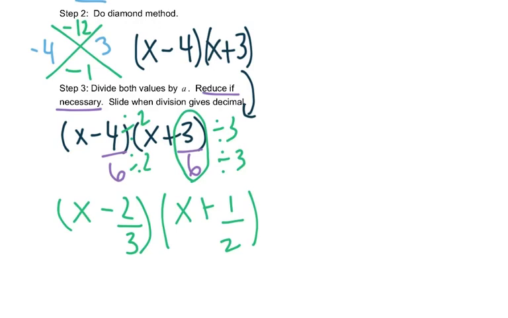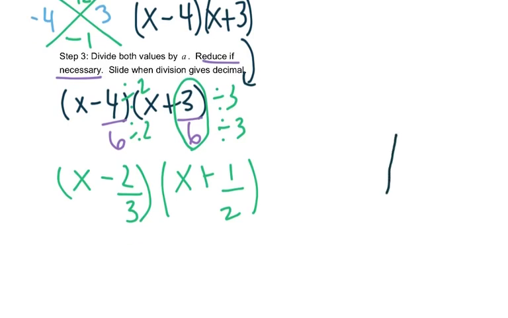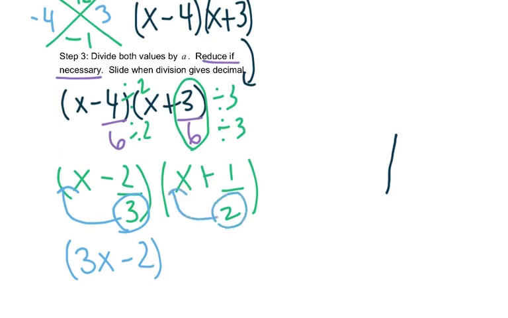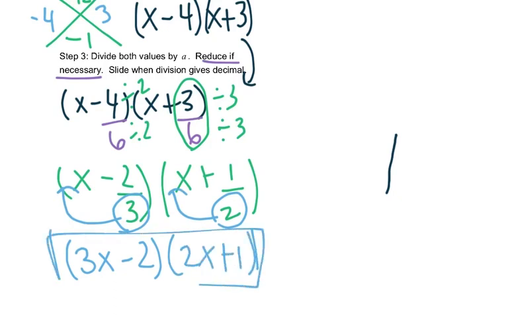Okay? We're almost done here. Now we have to slide when division gives a decimal. Okay? So if we look at 2 divided by 3, that's going to give us a decimal. We need to slide this 3 up. Okay? And we get 3x minus 2. And in the same way, when we look at 1/2, that gives us a decimal. So we want to slide the 2 up, and we get 2x plus 1. And then we are done.